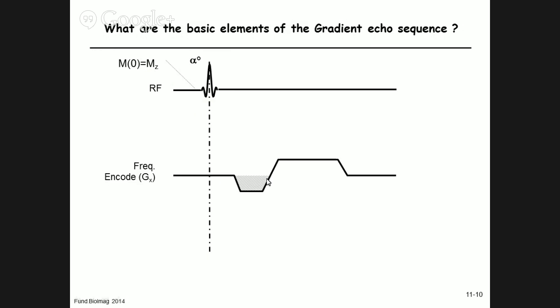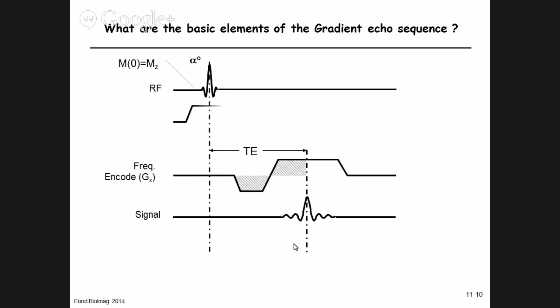This area plus this area together has to give 0. This will define the echo time, the echo formation, and this will define the echo time of this sequence of the signal, and this is where one has the maximum signal occurring after this gradient switching. Then we do slice selection.